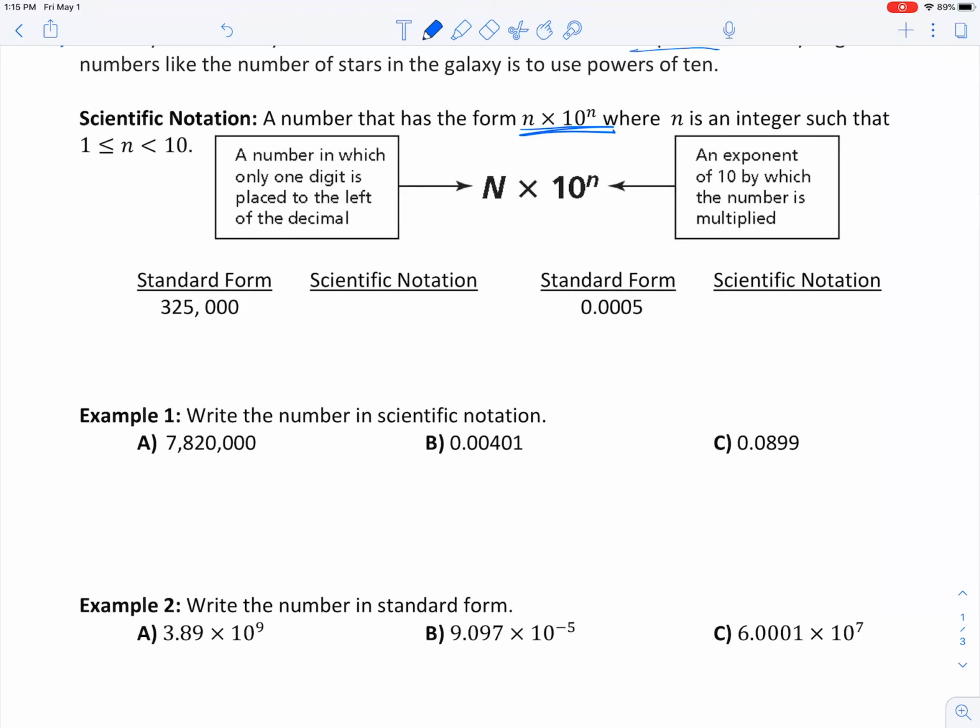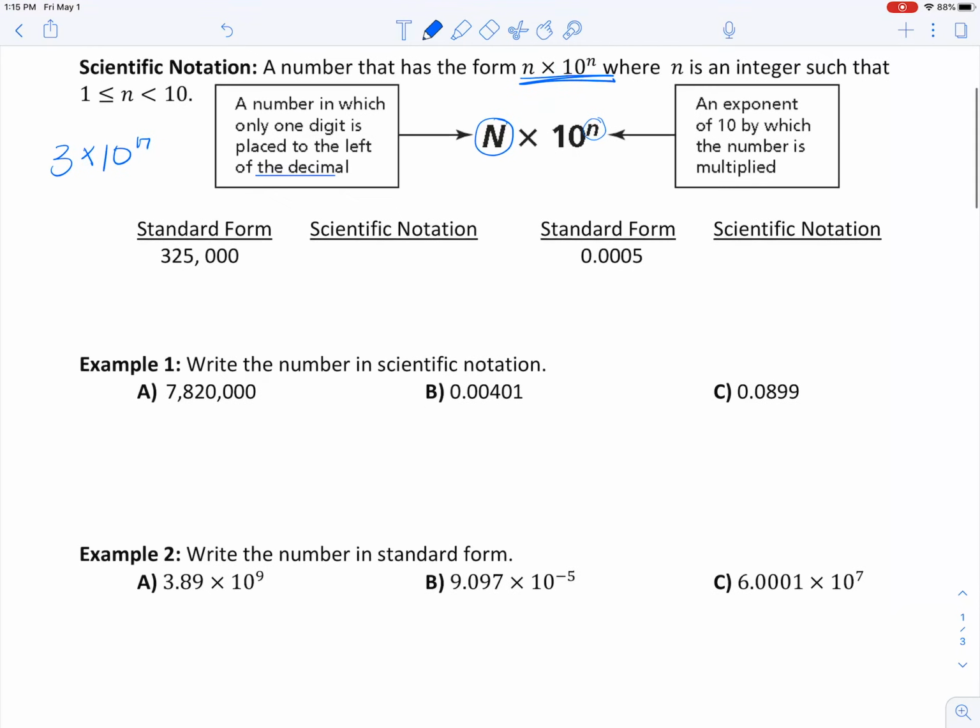So scientific notation is really a number that is written in this form, where n is the integer between 1 and 10. So really what I'm talking about here is if I had like 3 times 10 to the 17th, that's scientific notation. What is important to note is that this number is only one digit placed to the left of the decimal point. Okay? And this little n here is representing an exponent.